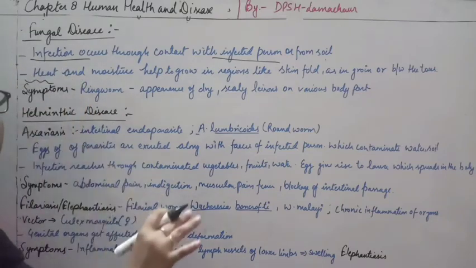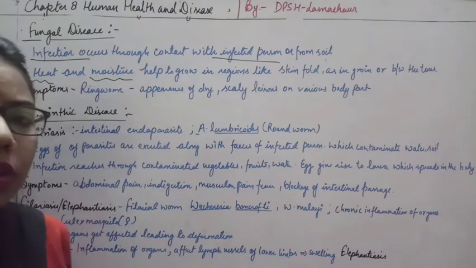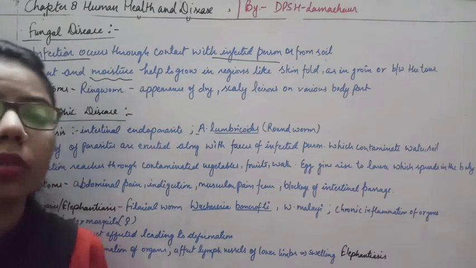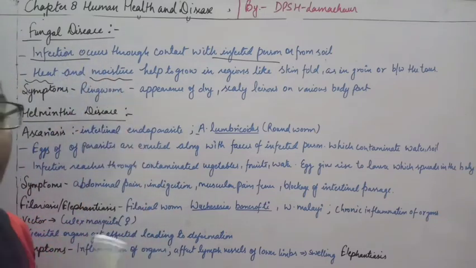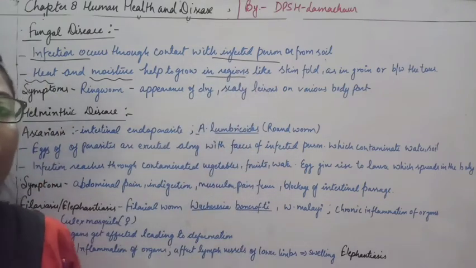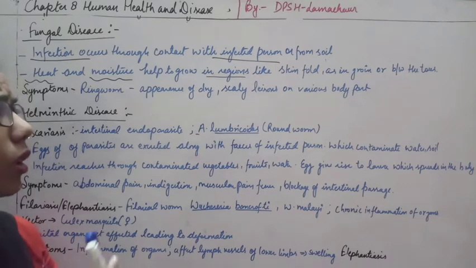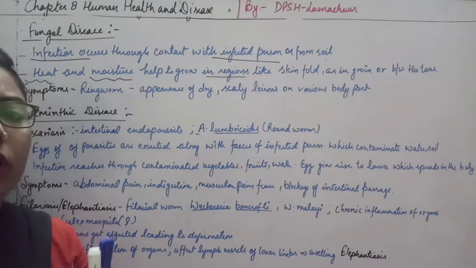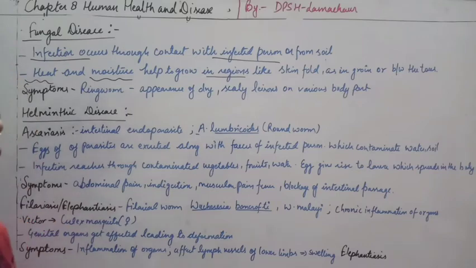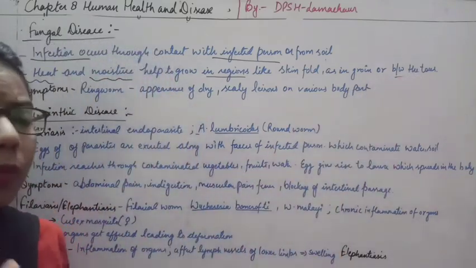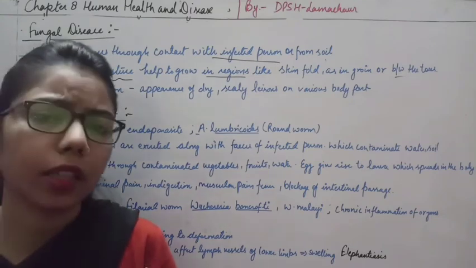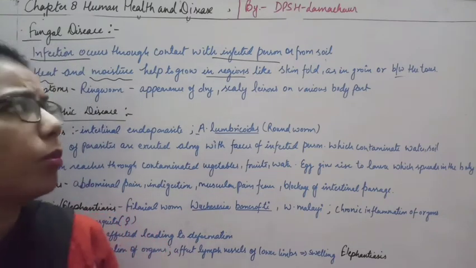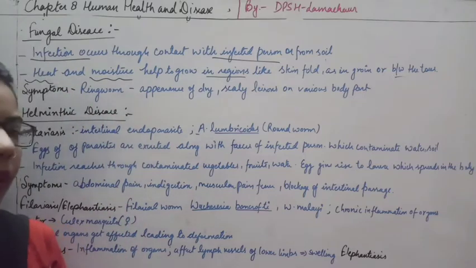And what is the favorable condition for fungi? Heat and moisture. If it gets both heat and moisture, the multiplication of the fungus will be more. So we can say heat and moisture help them to grow in these regions. And we know that in the folding areas of our body, like the fingers of our toes, there will be some moisture and some heat, and due to this some fungal diseases form. That's why you must have seen in rainy areas when you go outside, there are more chances of these fungal diseases, right?